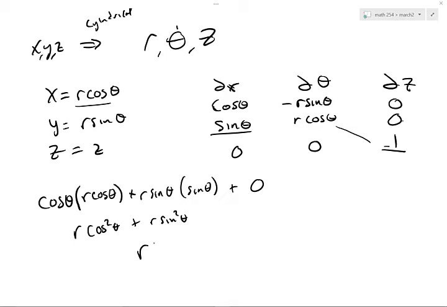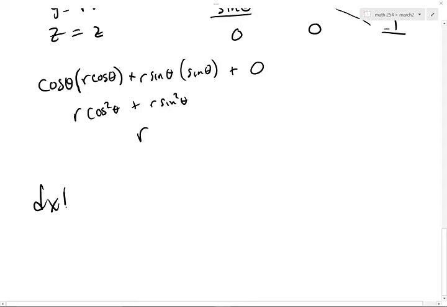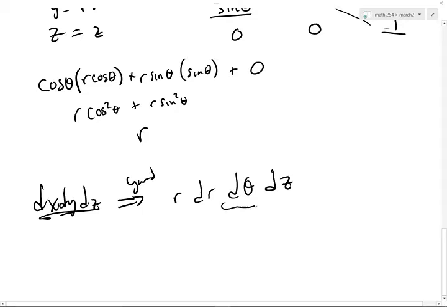And so what do you do with the Jacobian? You take the r and put it in. So when you do dx, dy, dz, and you want to convert to cylindrical components, you replace x's with r cosine theta, y's with r sine theta, z's with z, and you replace this business with r dr d theta dz in any particular order. But you must include the r, because that's your Jacobian.